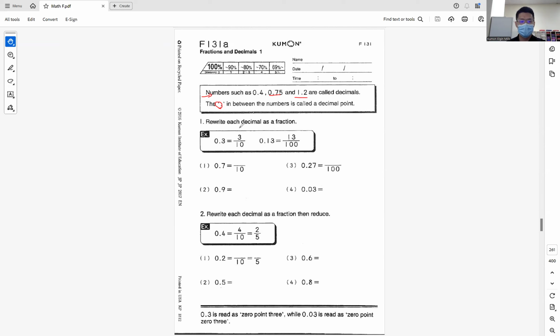Okay. All right. So if we were to look at the example, we have 0.3, that's 3 over 10. 0.13 is 13 over 100. Do you see the little trick over here? We have to count how many digits we have after the decimal point.